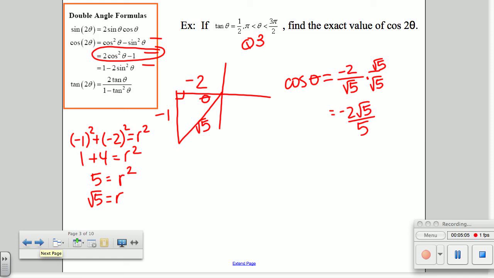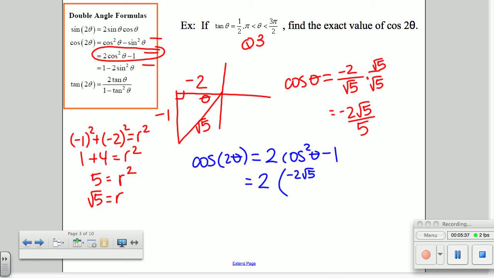The reason I found cosine is because I'm going to use the second formula there. If you wanted to use the third one, then you'd be finding sine instead. And if you wanted to use the first one, you would be finding both sine and cosine. Now that I know cosine, I can find cosine of 2 theta. That's going to be 2 times cosine squared minus 1. I'm going to plug in what I know, and I know that cosine is negative 2 root 5 over 5. And I'm going to have to square that, minus 1.